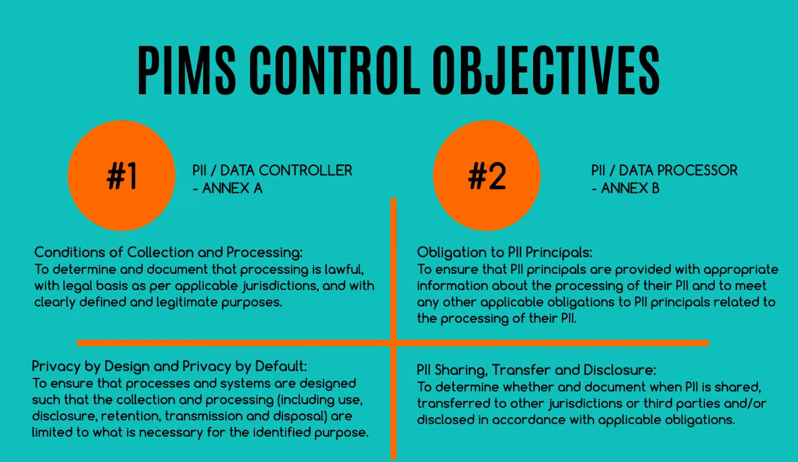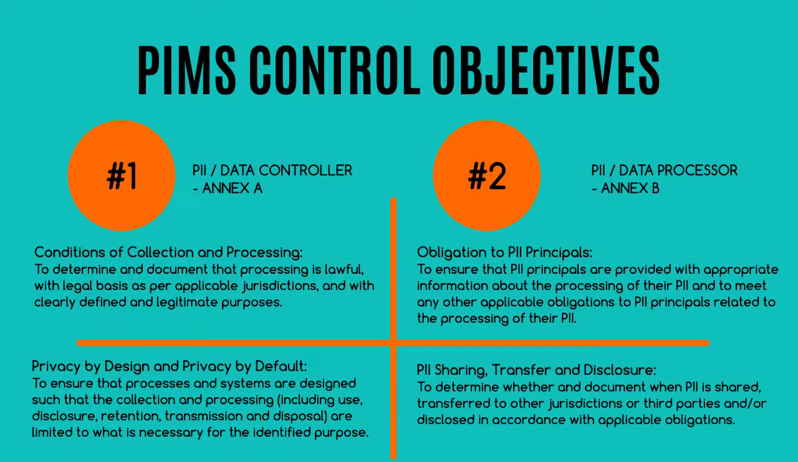Now let's go to the control objectives in the PIMS. As I said, in the PIMS, the first thing that is important for us to do is to determine our role. Is the organization a PII controller, or a PII processor, or both? Here in the PIMS, we have four control objectives which we need to make sure we are meeting. The first control objective is conditions for collection and processing. This objective talks about determining and documenting that your processing is lawful. You need to have a legal basis for collection of data and for processing of data.